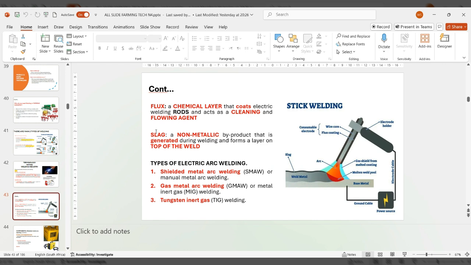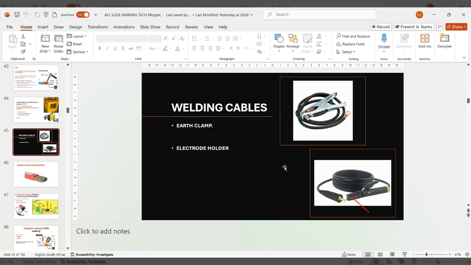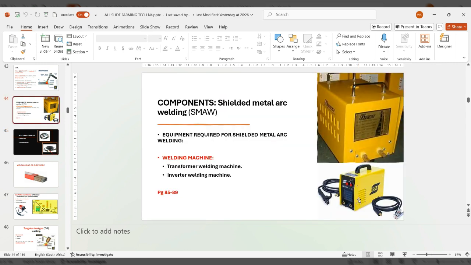All right. So a flux is a grayish cover here. So this is an electrode. Okay, let us check on this slide what is an electrode. Okay, this is an electrode, or a welding rod. So we attach this electrode to our electrode holder here, and this electrode holder will be connected from your welding machine here. Okay, and then it will hold your electrode.